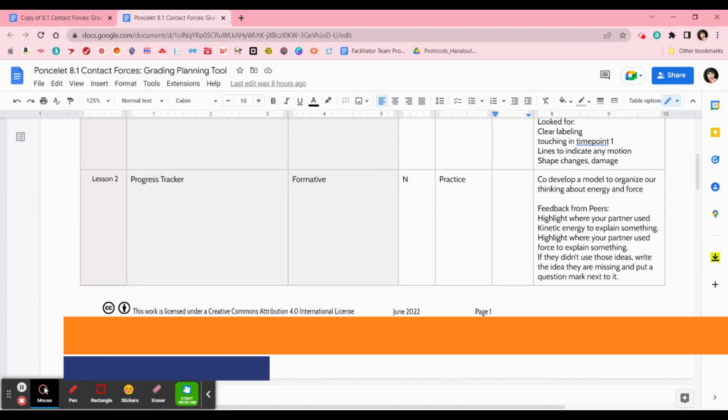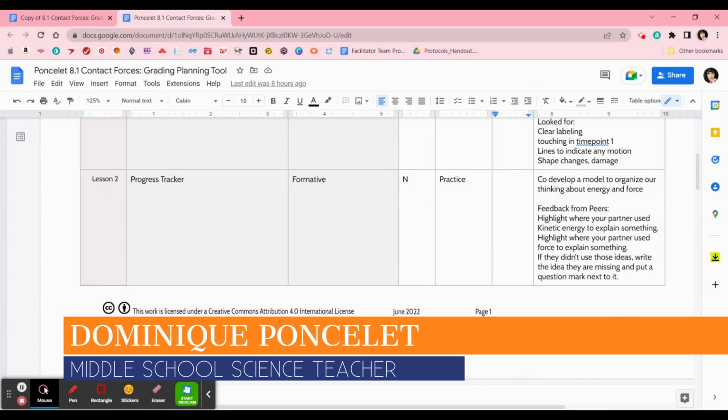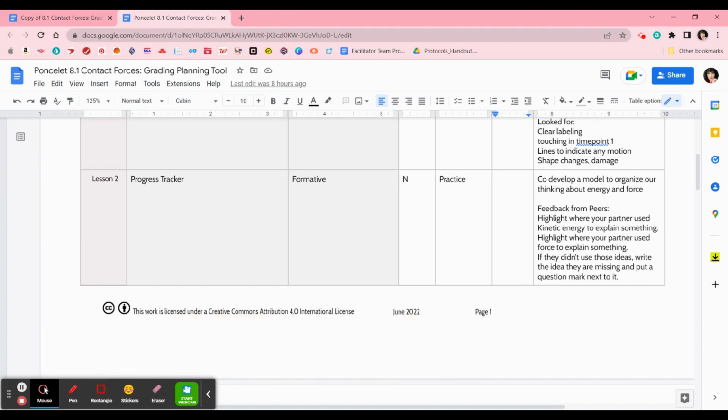And this year we are trying to do some peer feedback. So we set up a protocol where they would trade notebooks with a partner, and they'd be looking for where their partner used kinetic energy to explain something. And if they found it, to highlight it. And if they didn't find it, then to write kinetic energy with a question mark next to it. So again, we're looking at this as something that's practice that deserves feedback.